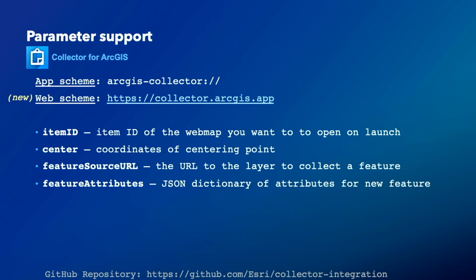You can provide the item ID for the web map you want to use. You can use that center coordinate to drop a pin on the map, and this will give the field worker an easy entry point to collecting a new feature. You can even pre-populate some of the attributes. So if you provide the feature source URL, as well as the feature attributes, which will be in the form of a JSON dictionary that will have to be percent encoded, you can actually do that as well.